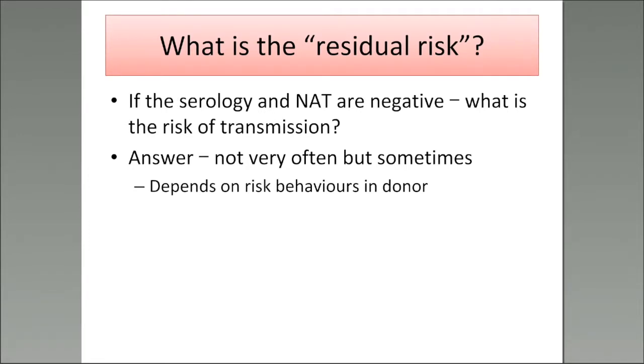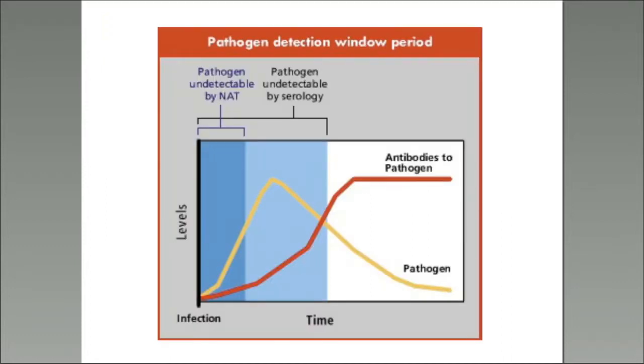So one of the questions that's always asked is, well, what is the residual risk or the risk of transmission? And that basically means if the serology and the NAT are negative, what is the risk of transmission? And the answer is not very often, but it's clearly not zero. And it depends on the risk behaviors in the donor.